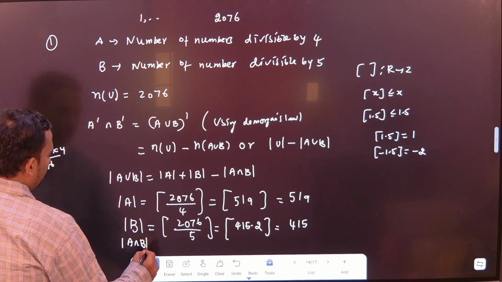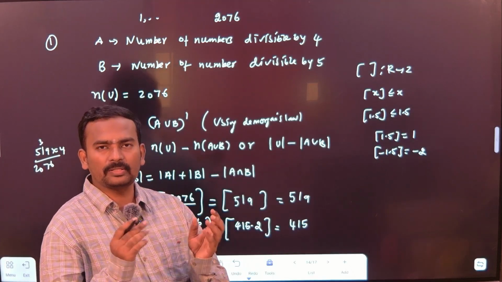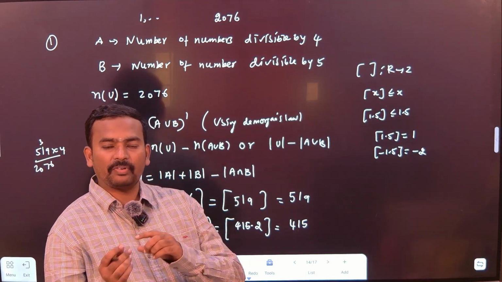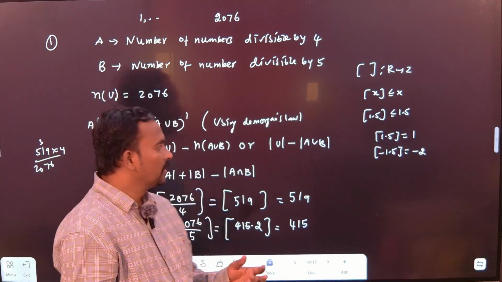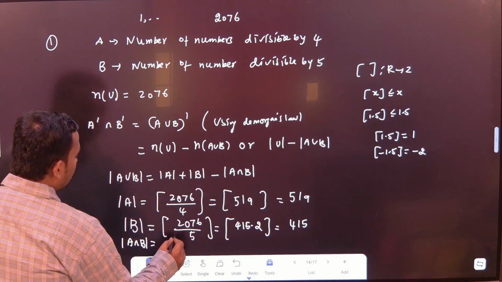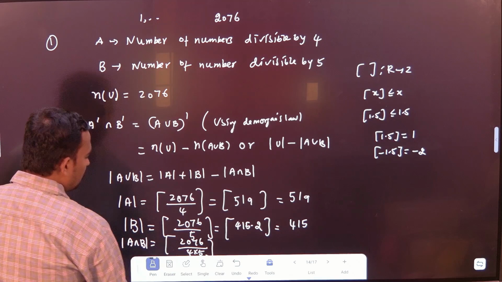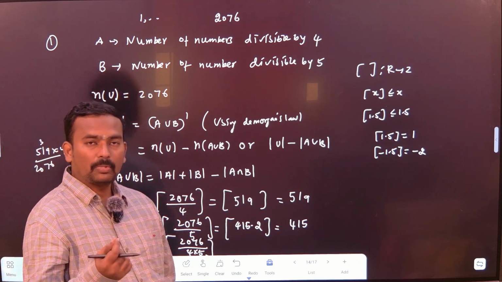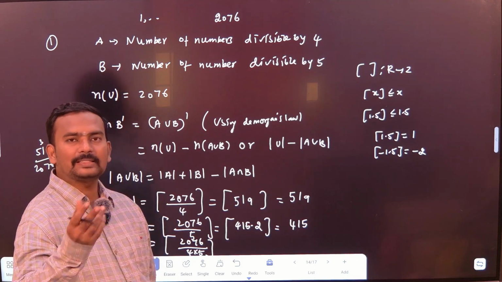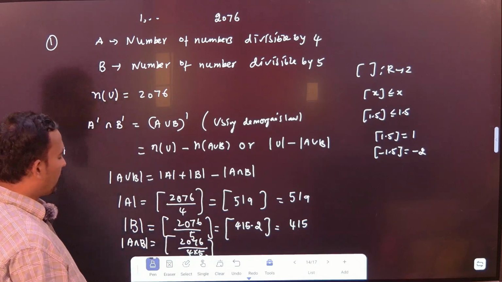Next we need to calculate the cardinality of A intersection B. How to calculate? Both A and B occur simultaneously. What is the meaning? 4 and 5. That means the number is divisible by both 4 and 5. So you take the LCM of 4 and 5. What is the LCM? It's 20, right?